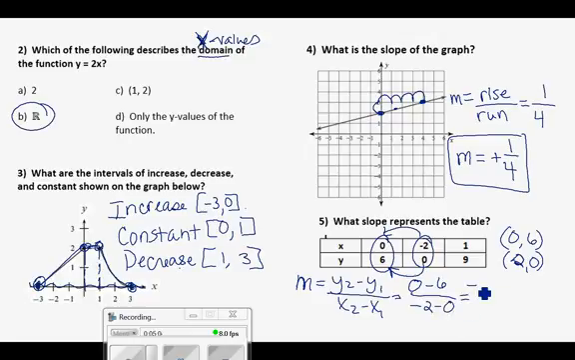0 minus 6 is negative 6. Negative 2 minus 0 is negative 2. That simplifies to positive 3.